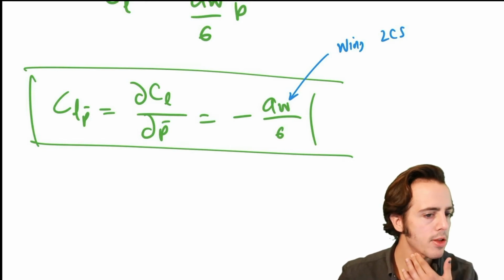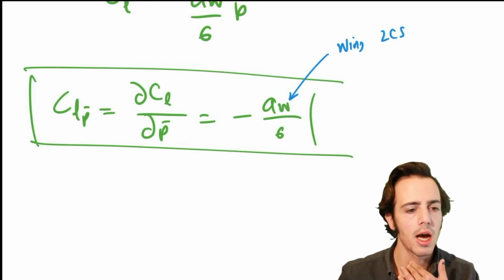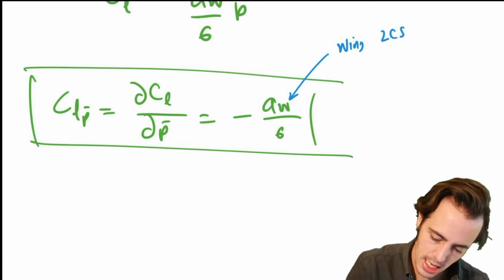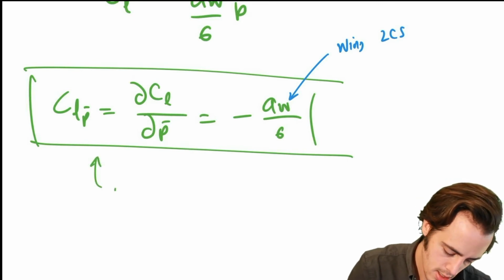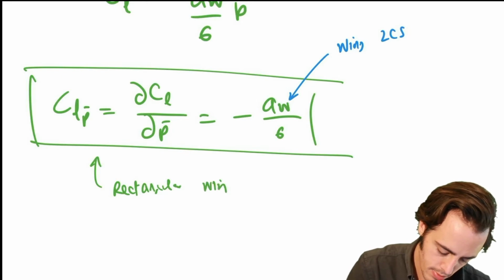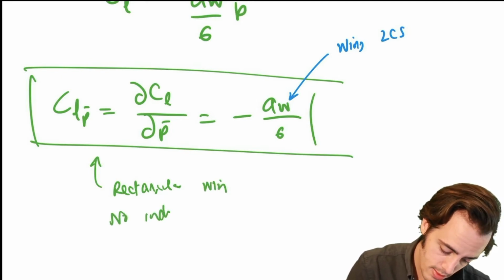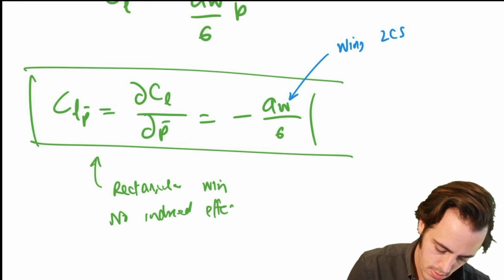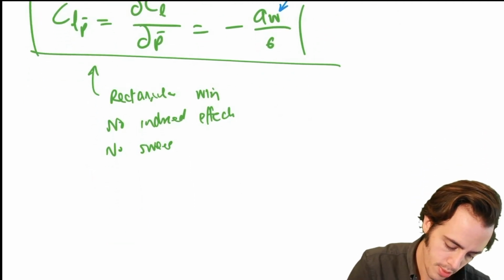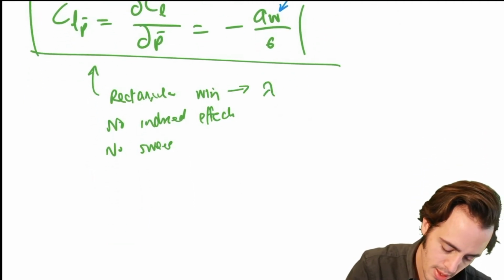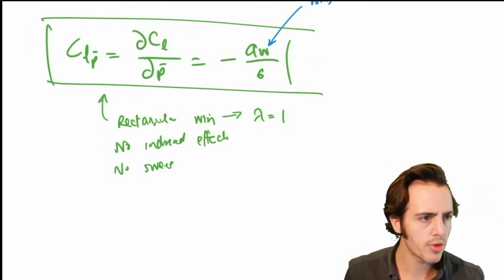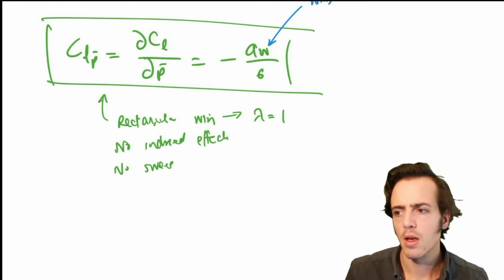We can compare this to a slightly more complex example. Now, this is still a really simple example that we've done. So the assumptions that we had here were a rectangular wing, no induced effects, no sweep, and by virtue of it being a rectangular wing, there's no taper, so the taper ratio is just 1 on this wing.